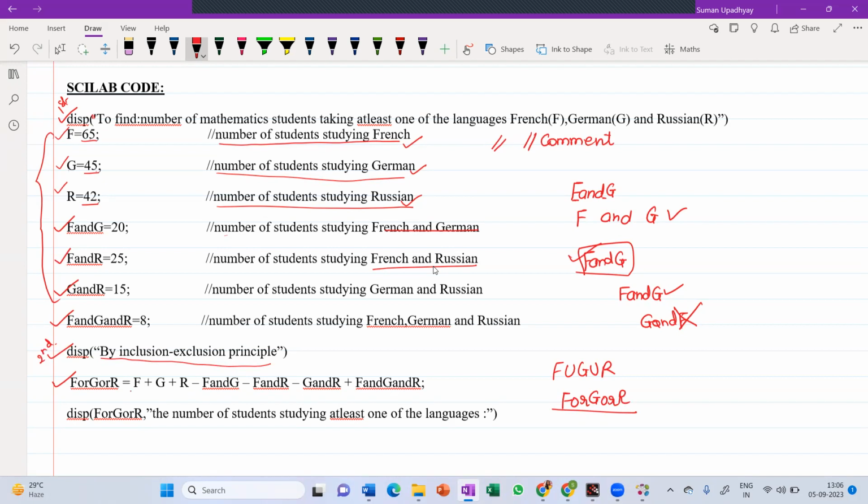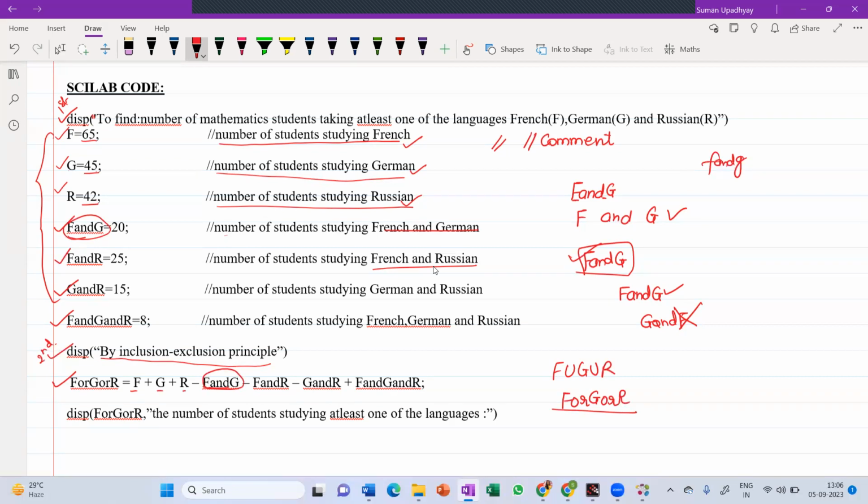What was the formula? F plus G plus R minus F and G. Since I have defined variables F and G over here, only those I am going to write. I'm not going to write G and F, or small f and small g. Then also you're going to get an error, because above you have defined capital F and capital G. So when you write the formula, you also have to write capital F and capital G.